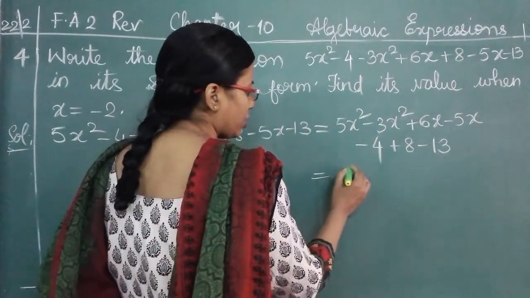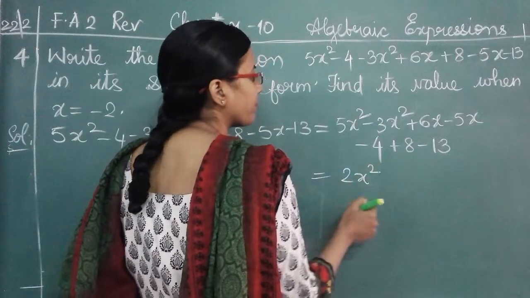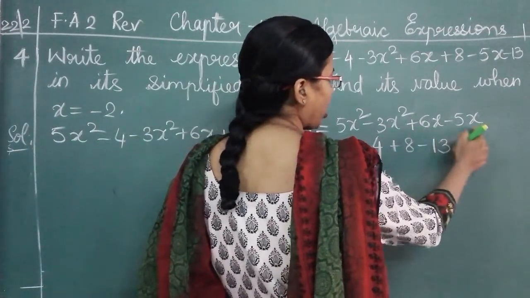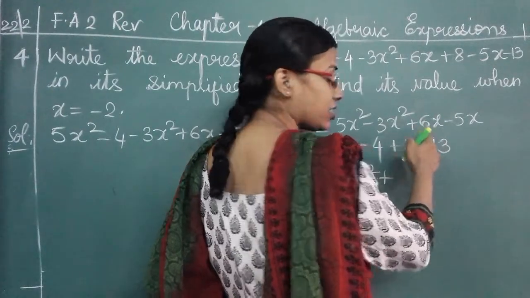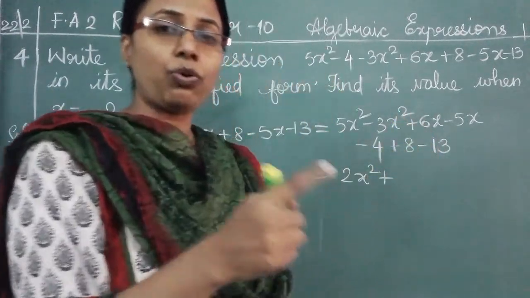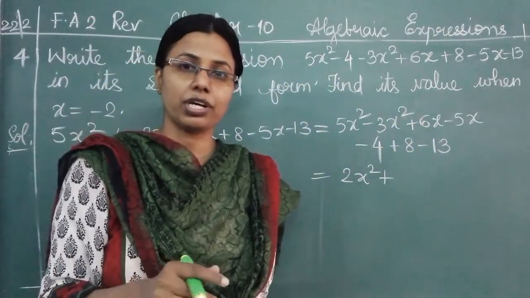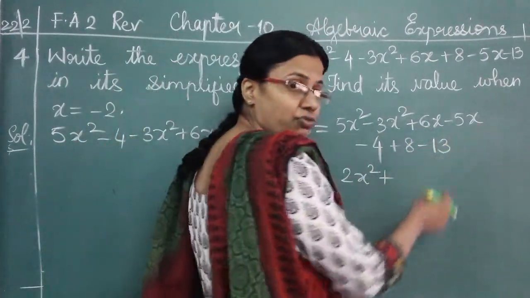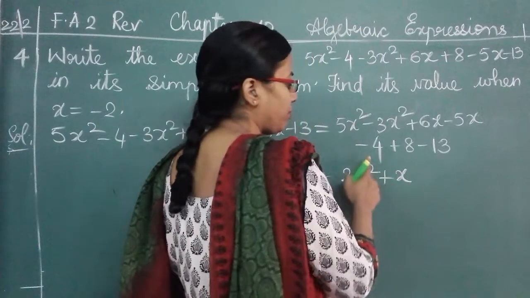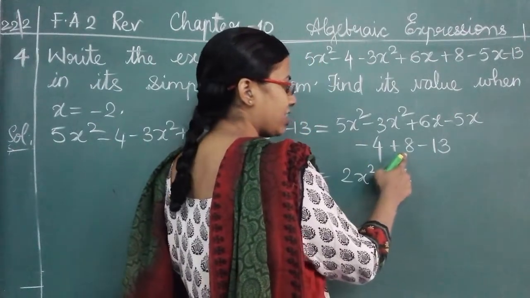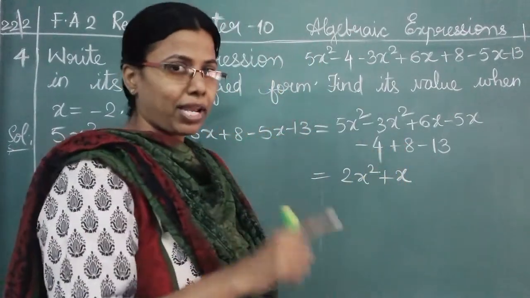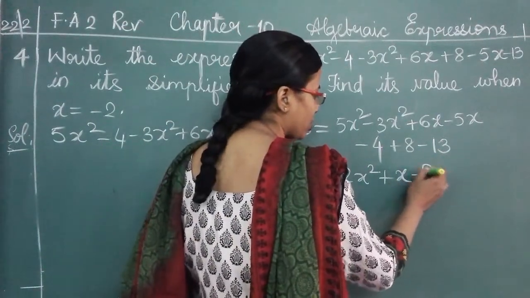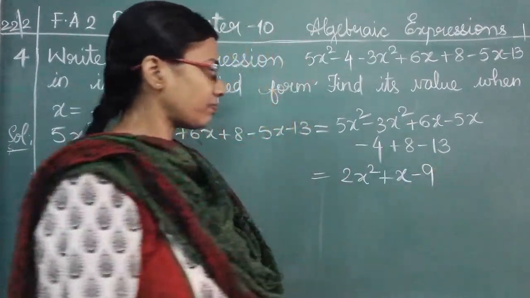5 minus 3 is 2x square plus 6x minus 5x. 6 is greater and the greater value is having the positive sign, so we are going to write plus sign here. 6x minus 5x is x. Then minus 4 plus 8 is plus 4. Plus 4, now minus 13. So this is minus 9.